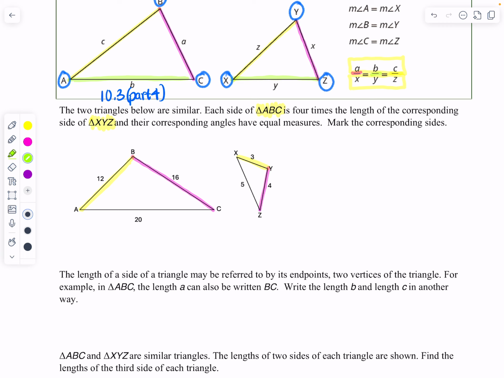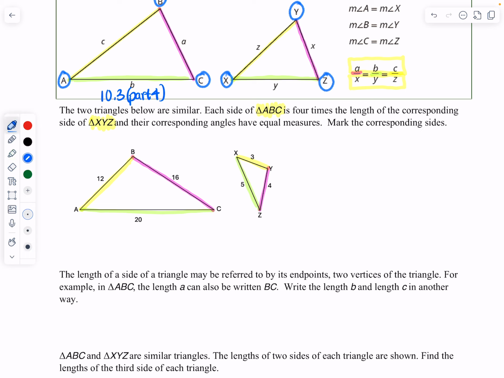And finally, the last corresponding side, I find the last letter of ABC, which is C, and wrap it around to A. So I have AC, which I'm going to mark in green, is similar to, I'm going to look at the last letter of XYZ, which is Z, wrap it around to X, XZ. Now, I did mark the corresponding sides. I color-coded them. And now, the next thing we got to do is color-code the angles.